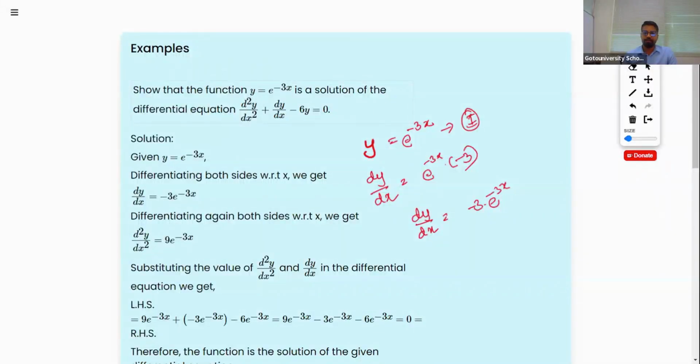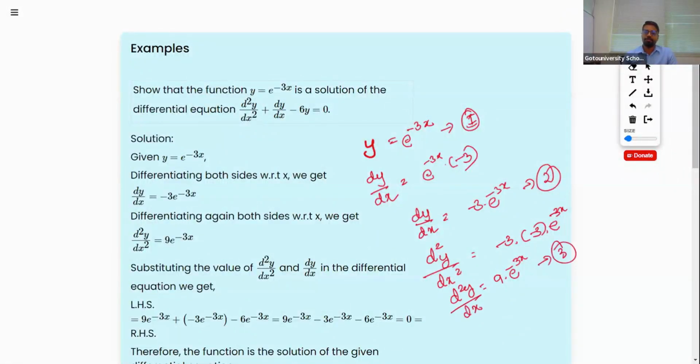We have to differentiate again, so let it be equation 2. Now, d square y by dx square is minus 3 into minus 3 e power minus 3x, right? Which will give you 9 e power minus 3x, which is the second order derivative of the given function. This is equation 3.